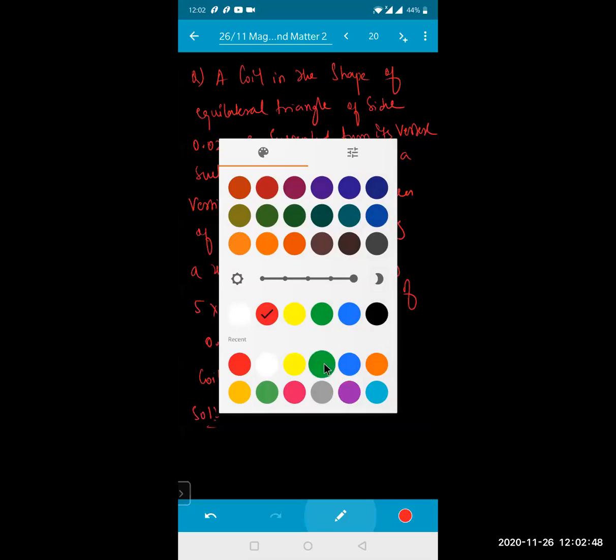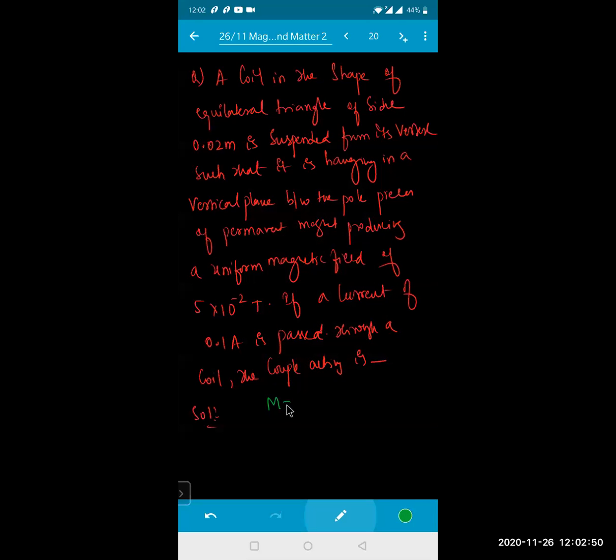Magnetic moment in terms of current is M equals I into A, beta. That will come in our next chapter; just remember it for now. A coil in the shape of a triangle is kept between two powerful bar magnets, north pole and south pole, and is hanging by the vertex in a vertical plane between the poles of a permanent magnet producing uniform magnetic field. So what is the torque acting in the given condition?